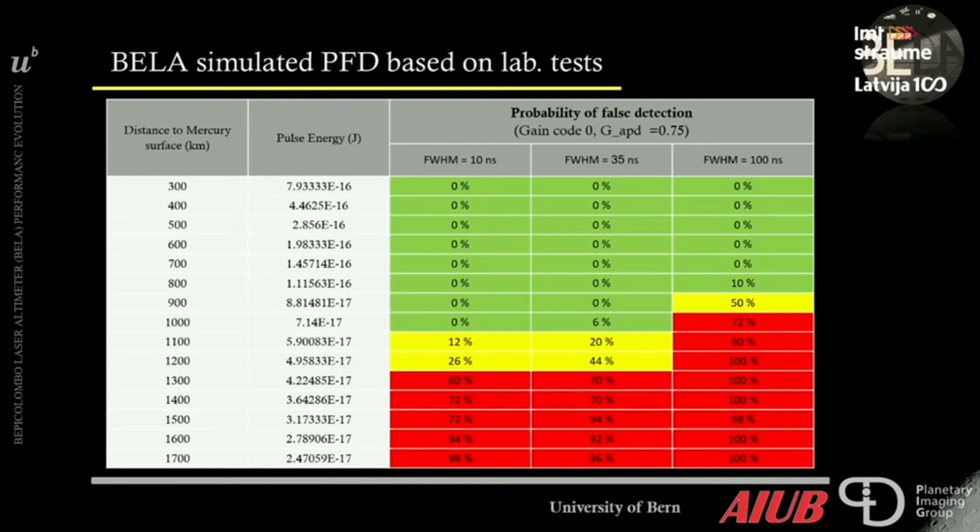What do I mean by probability of false detection? Sometimes when the instrument receives a signal, the amplitude of the pulse is lower than the amplitude of the noise. So the instrument detects noise instead of the signal. We call it a false detection. The false detection depends on the pulse width of the return pulse. If you have a narrow pulse or normal pulse, we can see that with our latest results, we can see some pulses up to the altitude of 1200.